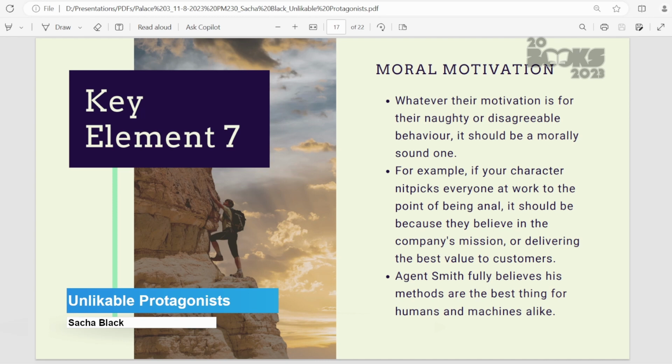So this is the culmination of everything that we've been talking about. Another example is Agent Smith, who fully believes his methods are the best thing for both AI and the machines and for humanity. He justifies that using extreme logic, which we've talked about, and we believe it for a few seconds, or at least I believed it for a few seconds.